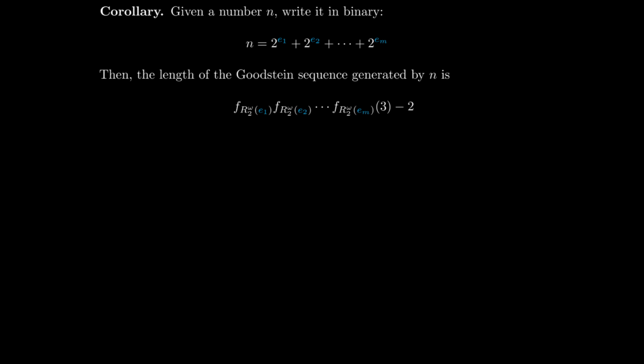To calculate the length of the Goodstein sequence generated by a number n, we first write n in binary. Now if we take these exponents and plug them into this formula, then this formula will calculate for us the exact length of the Goodstein sequence generated by n.